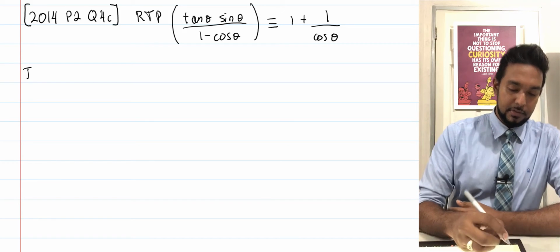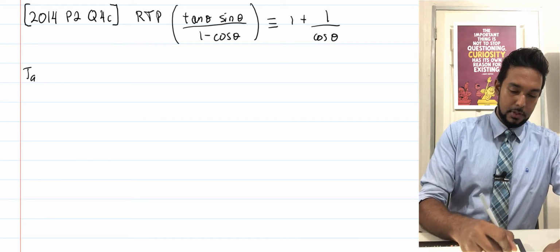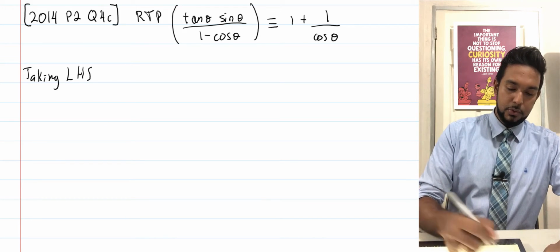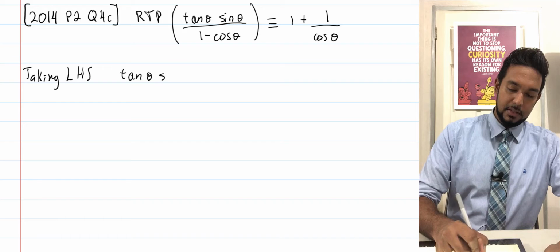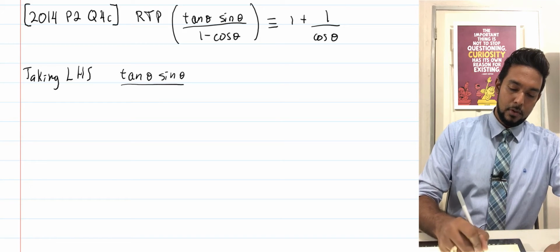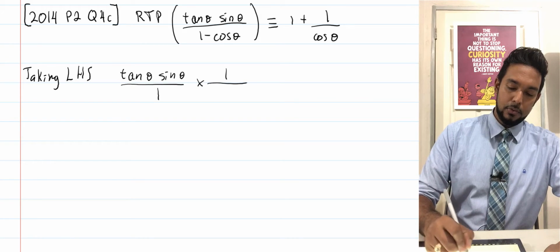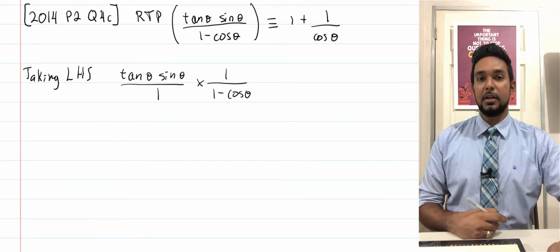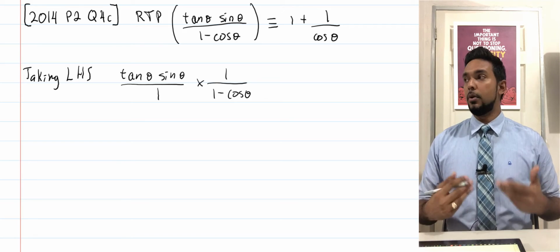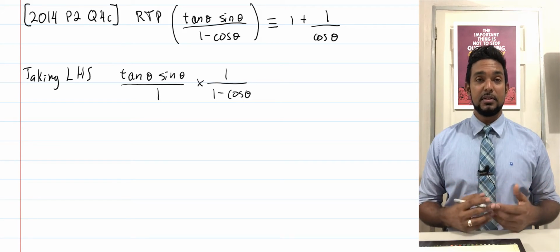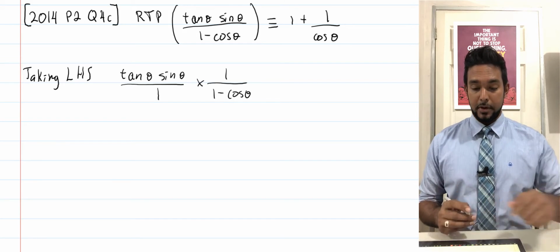So let's just say taking left-hand side, right? So taking left-hand side as per usual, right? So we could simply separate this into the items in the numerator over 1 multiplied by 1 over 1 minus cos theta. What this allows is it allows us to kind of work with the numerator freely and unencumbered by the denominator, and sometimes in certain instances less confused, right?